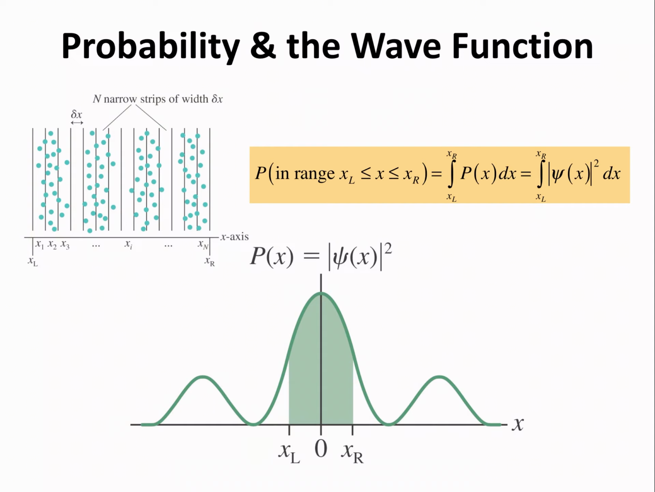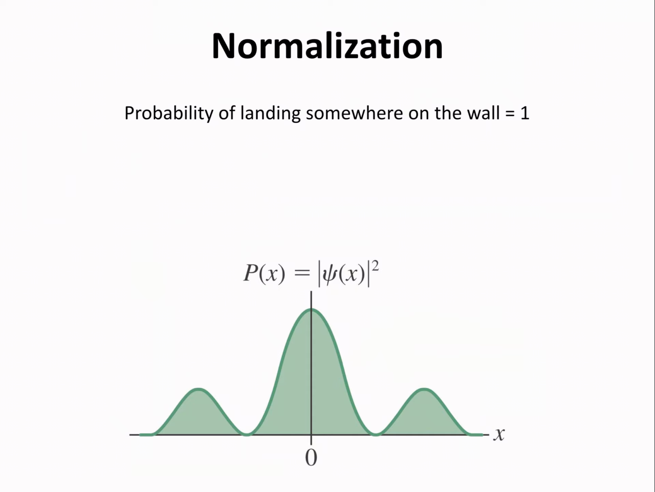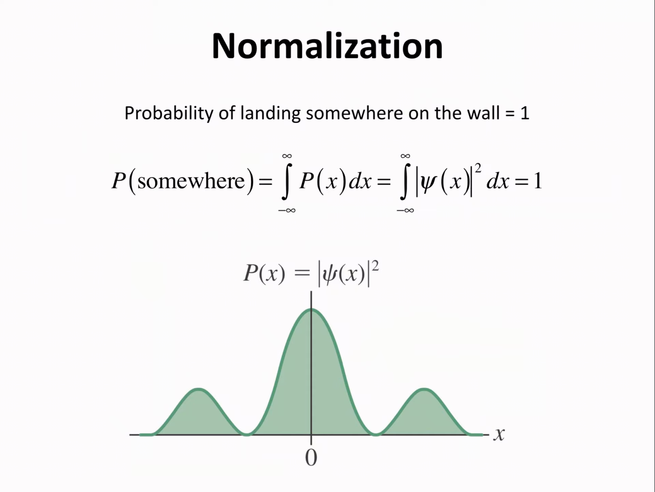Because what happens if you integrate over the whole thing? Well, the probability of landing somewhere on the wall has to be 1, because we know we're going to detect it if we look all over the wall. So if you integrate from negative infinity to infinity, meaning over the entire function, you should get 1. This is the same thing as what we were talking about with the target in the previous section, where the probability of landing in A, plus B, plus C had to be 100%, because it has to land somewhere.